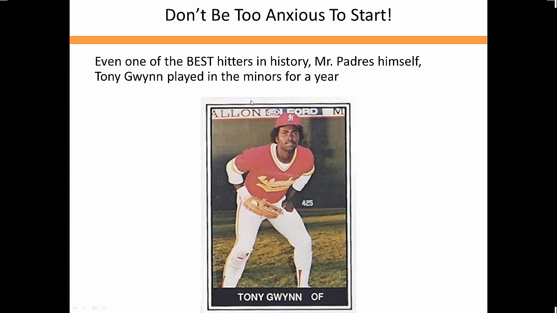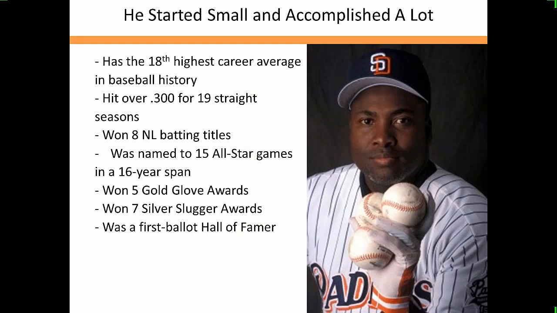Okay, if you have $20,000 to trade with, you shouldn't be putting on $5,000 of risk in any position. Okay, you should do a confidence scale. I'll teach you guys this confidence scale as well. So he started small and accomplished a lot. Tony Gwynn, 18th highest career batting average. He hit .300 for 19 straight seasons.